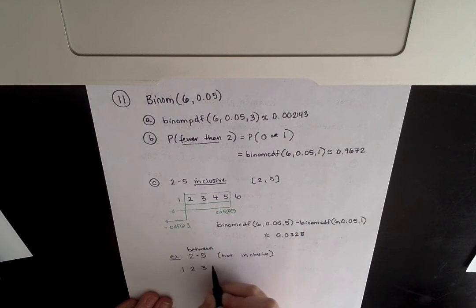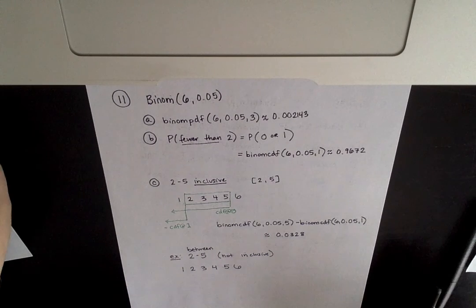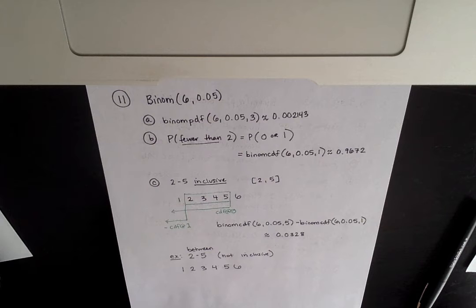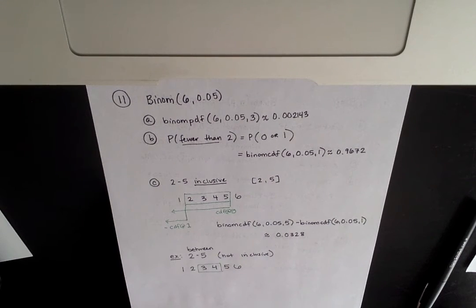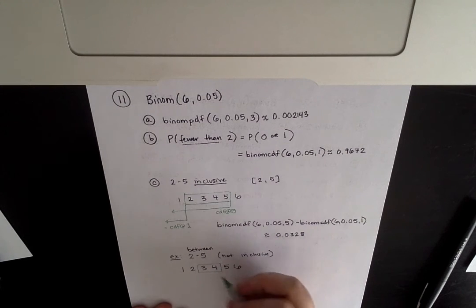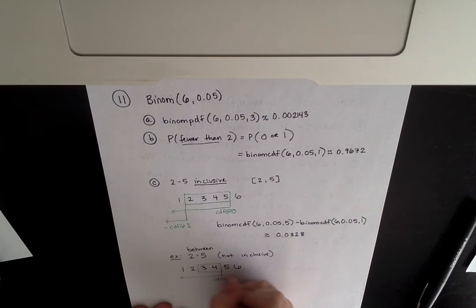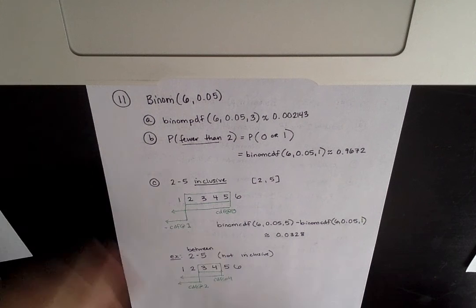1, 2, 3, 4, 5, 6. Between 2 and 5, not inclusive, means I don't want 2 and I don't want 5. So I actually only want 3 and 4. Which means just like we did up here, we start at the top of this box. I want to take the CDF at 4, and subtract the CDF at 2, because I want to get rid of 2, 1, and 0 this time.